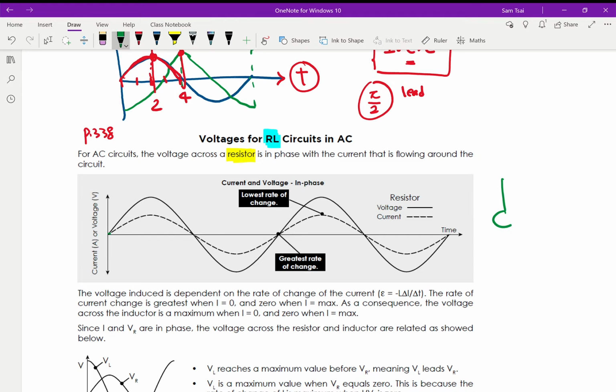We have an AC supply, and we have a resistor and an inductor. We put an ammeter here to measure the current, and we put a voltmeter here to measure the voltage across the inductor, like we did for the capacitor.